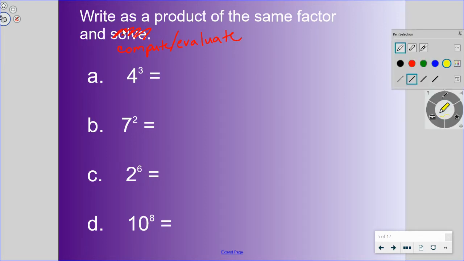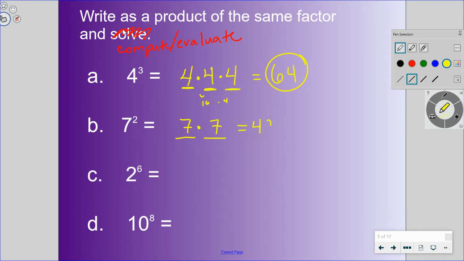Let's take a look at 4 to the third power and do this together. I see 4 is the repeated base. I see a power of 3, which means I'm going to multiply 4 by itself. There should be 3 factors. Now, of course, 4 times 4 is 16. 16 times another 4 is 64. Example B, 7 to the second power. I see an exponent of 2, so I should see 2 repeated factors. And in this case, the base is 7. So 7 multiplied by itself will give us 49.